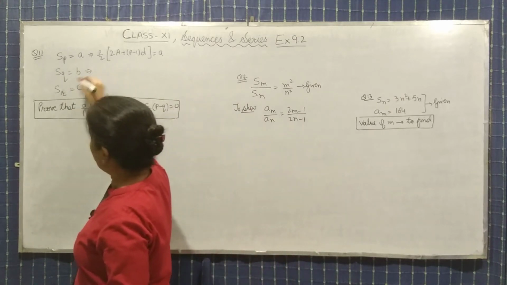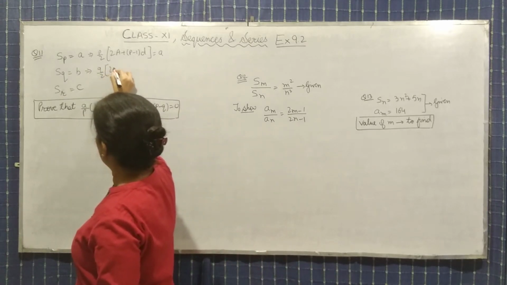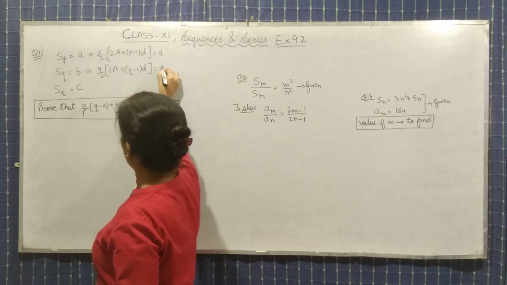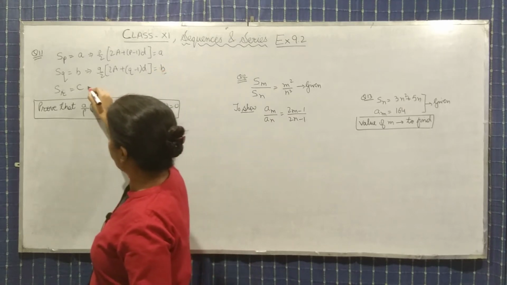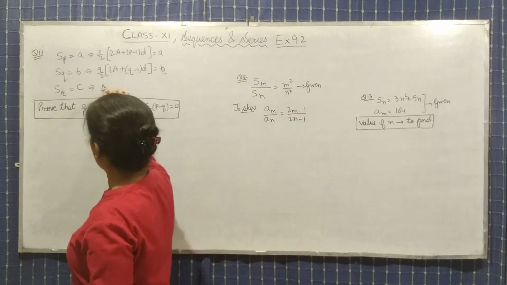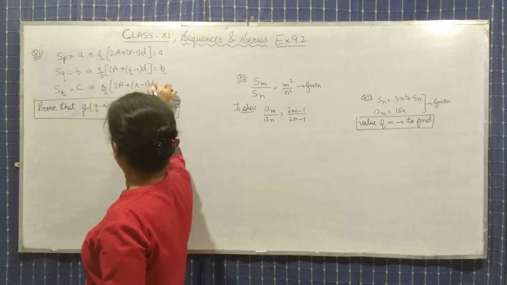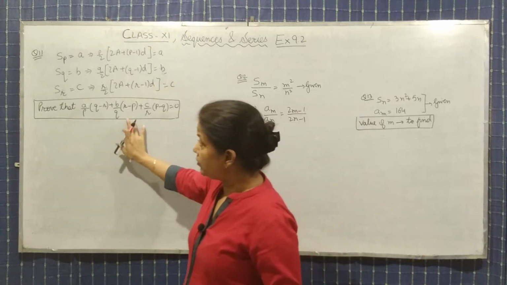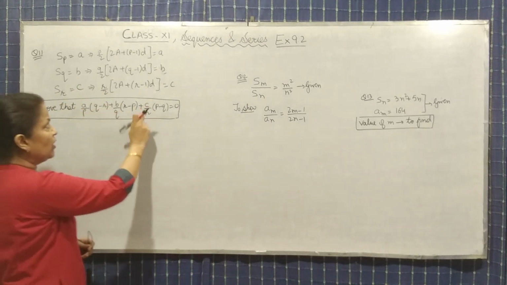Same way, for the sum of q terms, you will write q upon 2, 2a plus (q minus 1)d equals B. And from the third, the sum of r terms, r upon 2, 2a plus (r minus 1)d equals C. So this result we will get. Now just observe the question. Here it is A upon p, B upon q, C upon r.